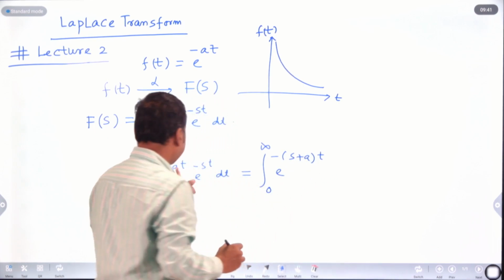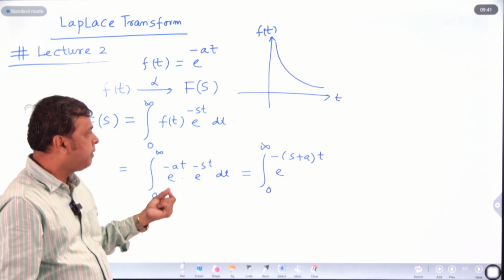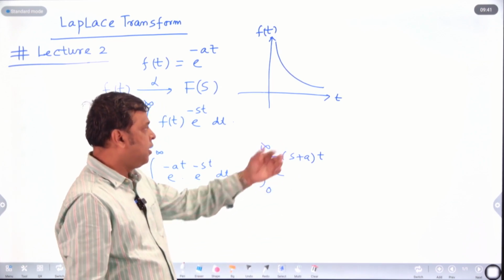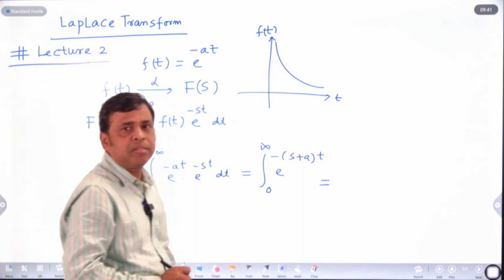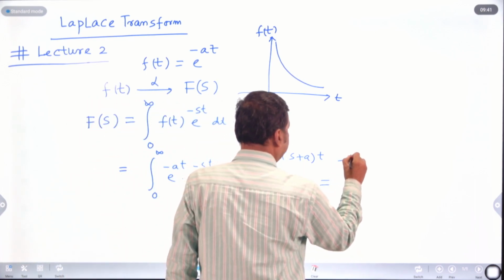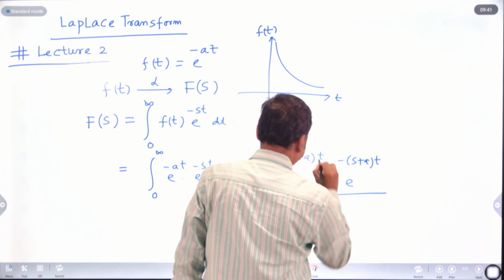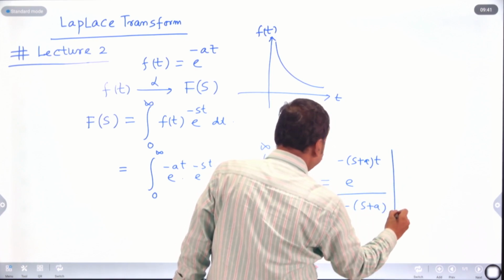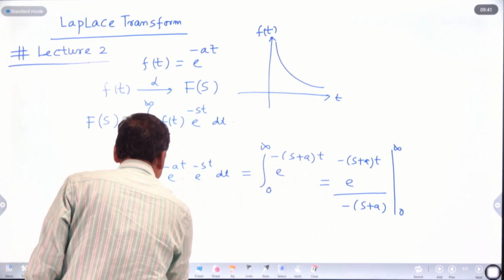If you take minus common, e to the power this, e to the power this, that means you will add this power: e to the power minus s plus a whole into t. If you integrate e to the power of any function, the integration is e to the power that function. So that is e to the power minus s plus a t, divided by, with respect to t, minus s plus a, and the limit is 0 to infinity.